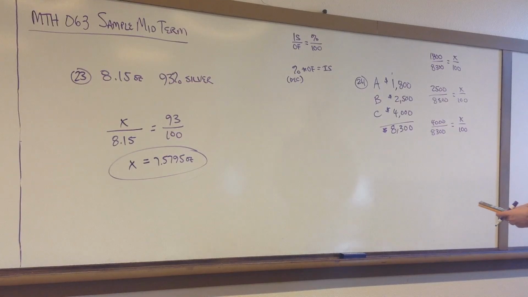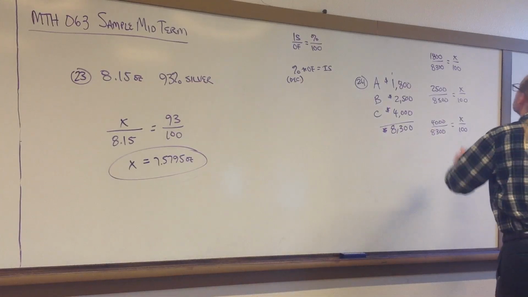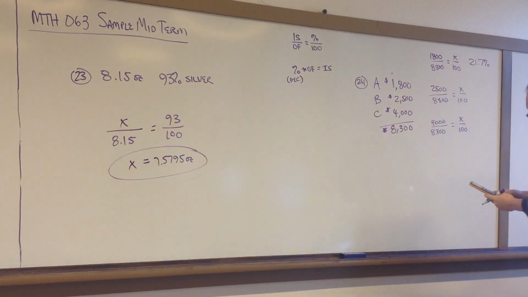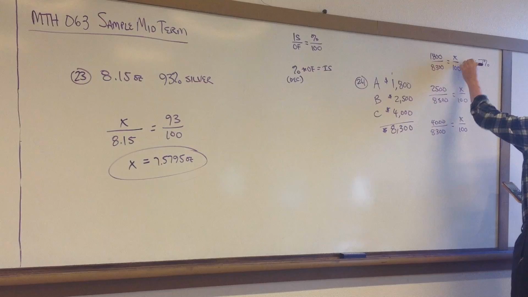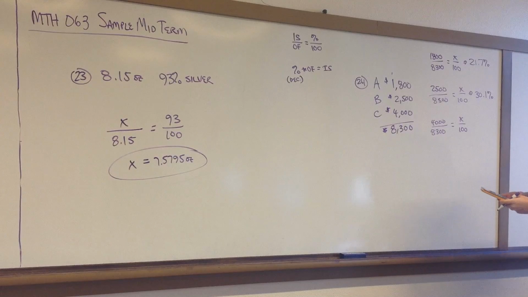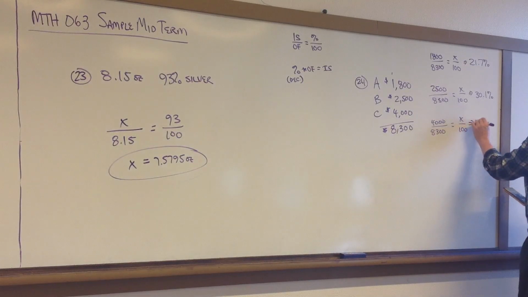All right, so 1,800 times 100 divided by 8,300, to the nearest 1/10 of a percent, is 21.7%. Then we do 2,500 times 100 divided by 8,300. This is 30.1%. And then this last one, 4,000 times 100 divided by 8,300, is 48.2%.